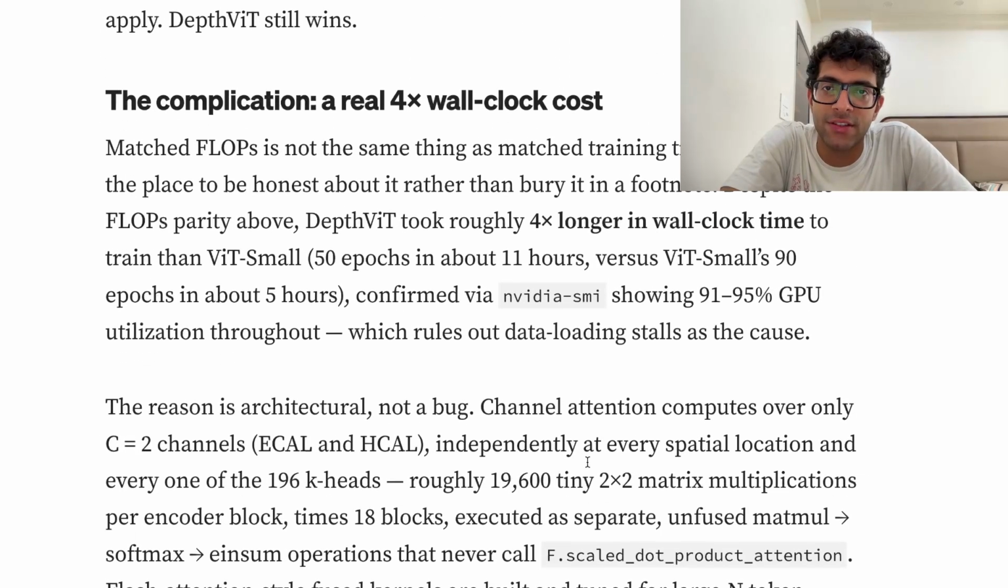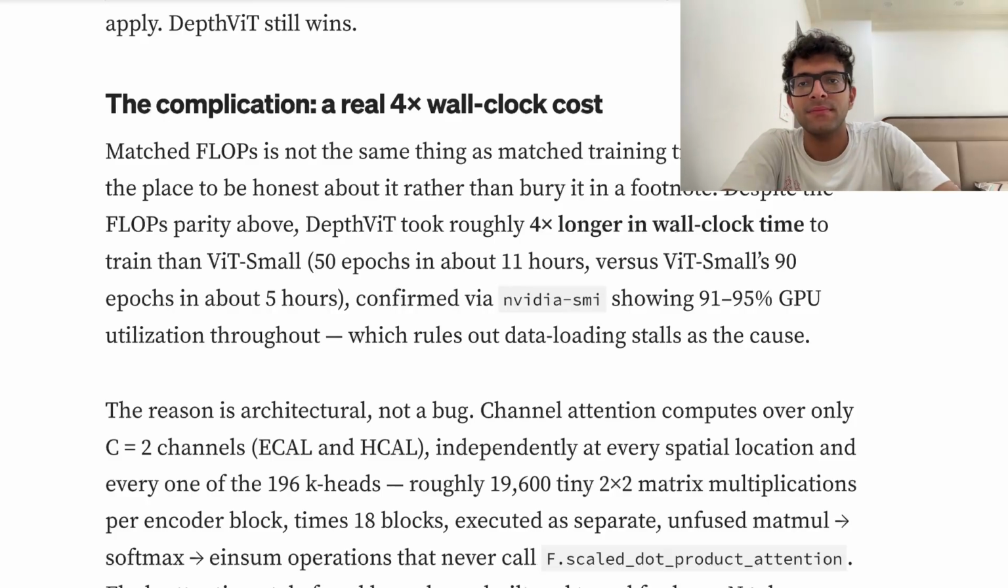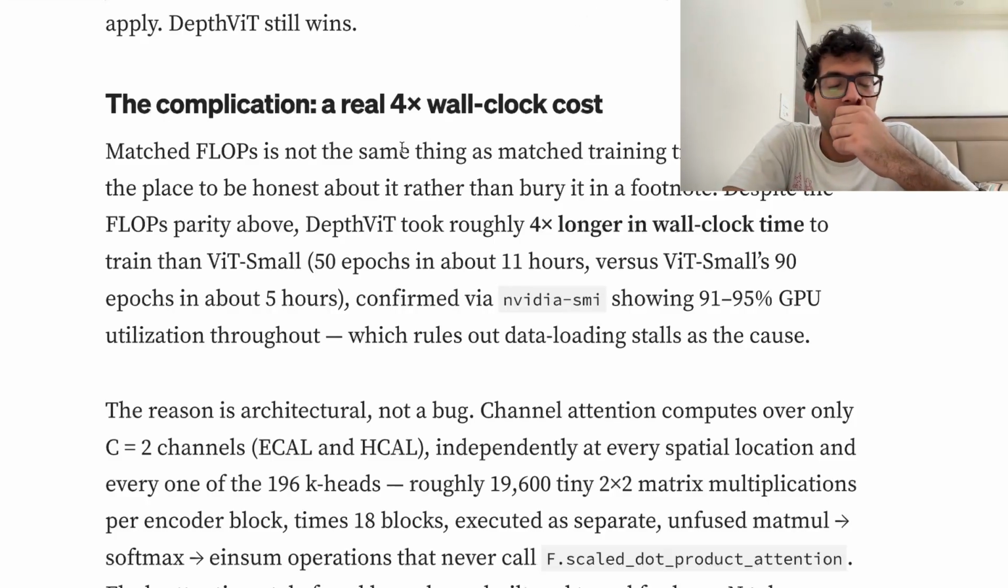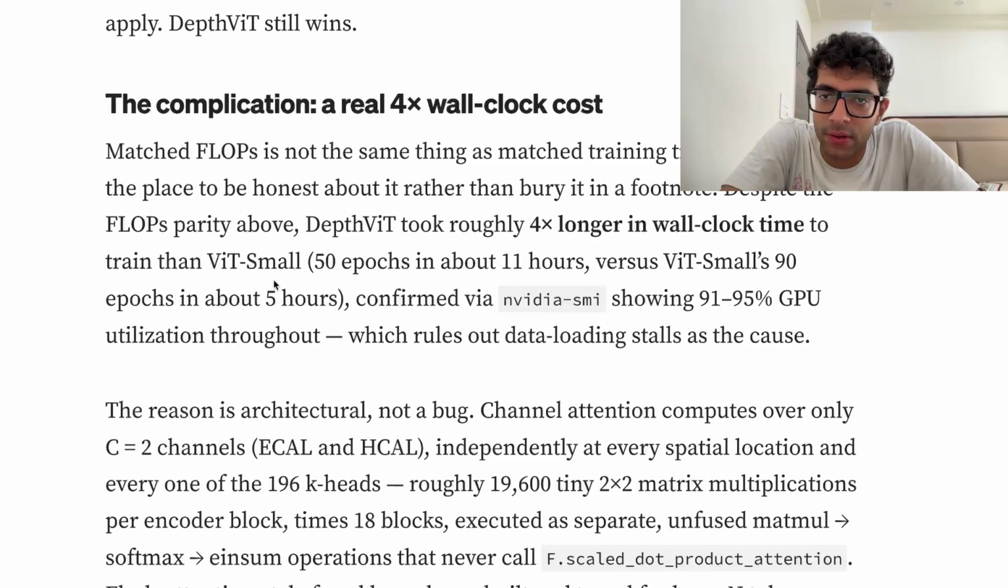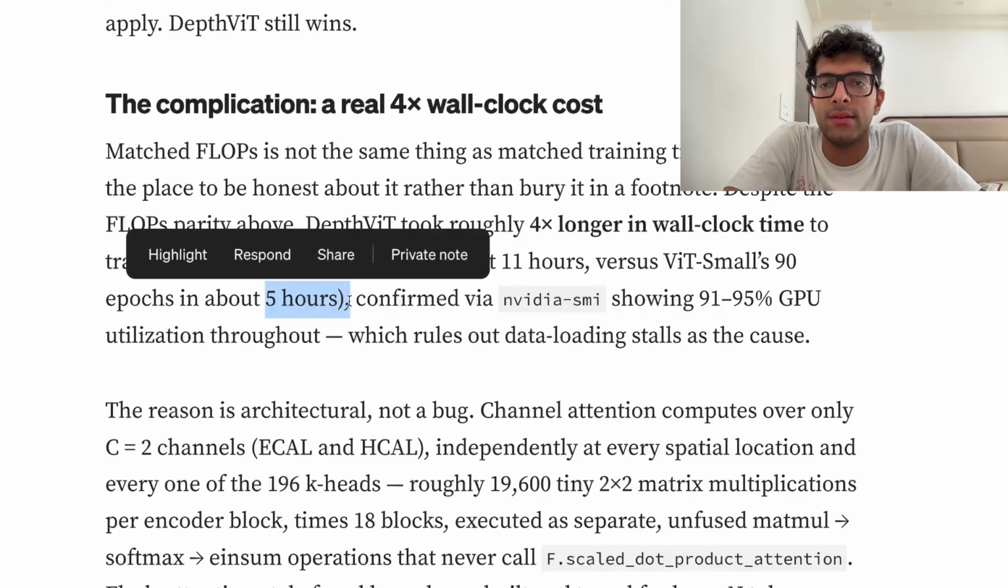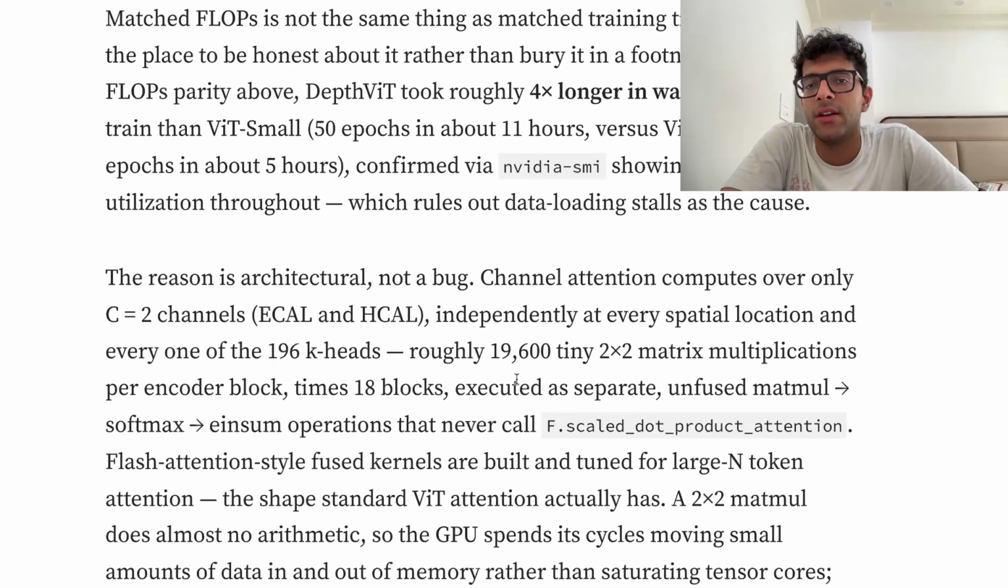Now the last thing which is left in the progress so far is the complication. Even if we are winning in terms of the FLOPs, right, we are doing fewer calculations once we get the final result out. So the model is quick, but the time that it takes to train the model is much more. Our DepthViT took 4 times longer to train than a ViT small. ViT small took like 5 hours to completely train, while DepthViT took 20 hours, which is a huge difference. So how do we fix that?